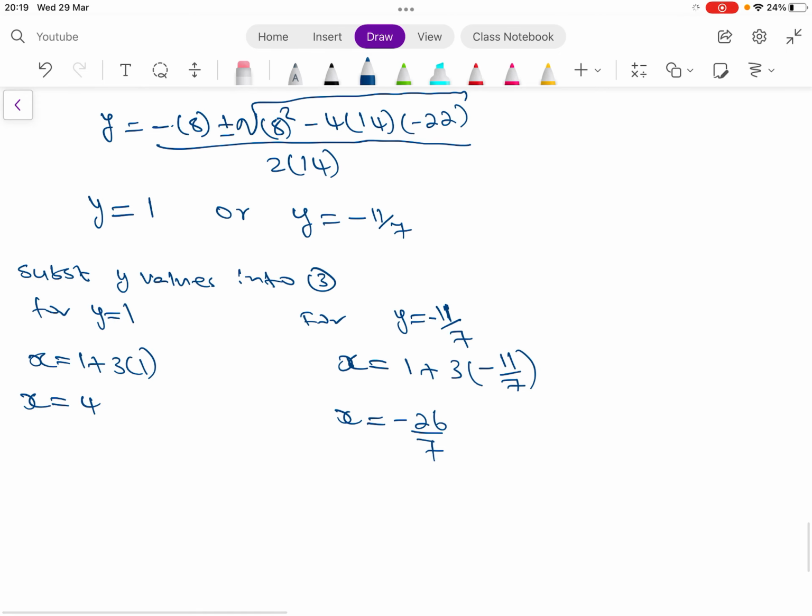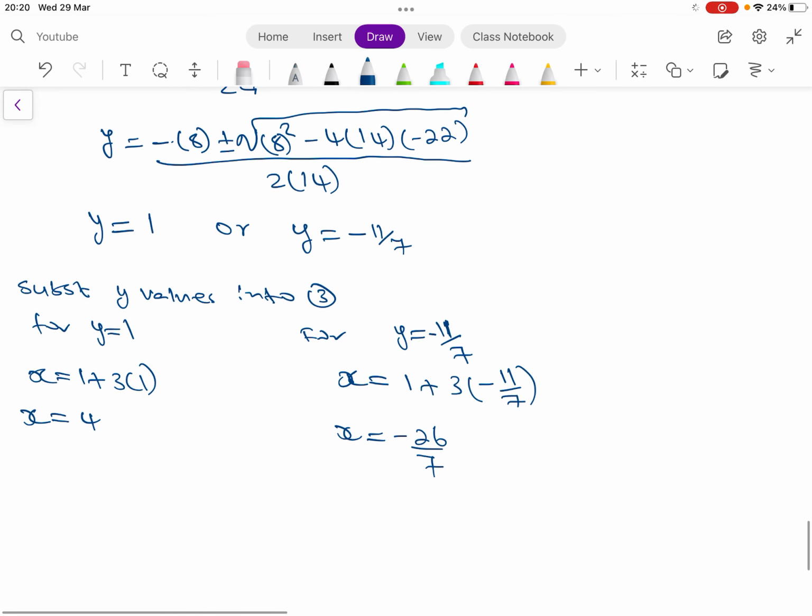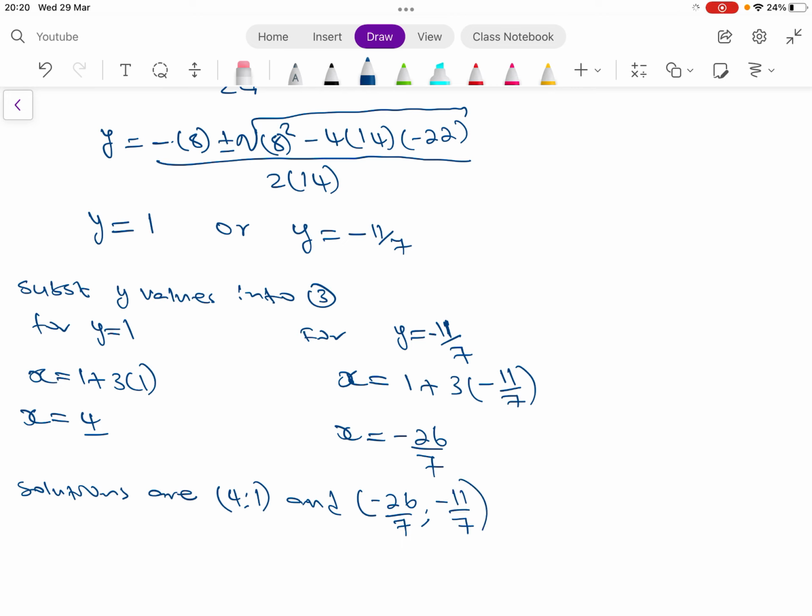So, with mathematics at this stage of algebra, we always try to check if our answers are correct. So, what you need to do from here, take your solutions. Okay, I can write it like that. Solutions are this: when x is 4, y is 1, and when x is negative 26 over 7, the corresponding y value rather is negative 11 over 7.